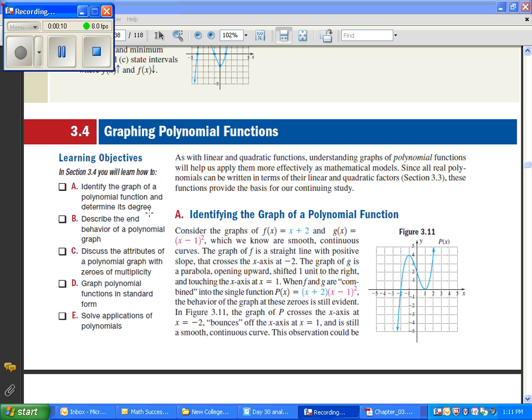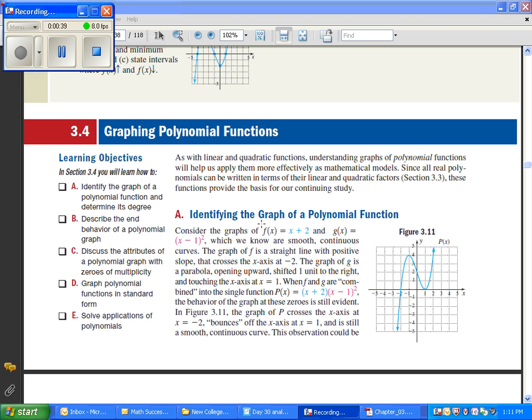What we're going to learn in this chapter is identifying the graph of a polynomial function and determining its degree. We're going to be able to look at a graph and determine its degree just by looking at it, describe the end behavior of a polynomial graph, discuss attributes of a polynomial graph with zeros of multiplicity, graph polynomial functions in standard form, and solve applications. The chapter begins with this thought.